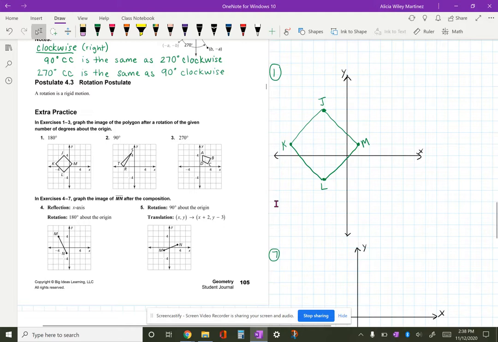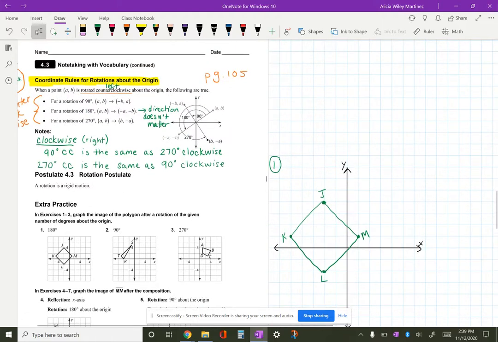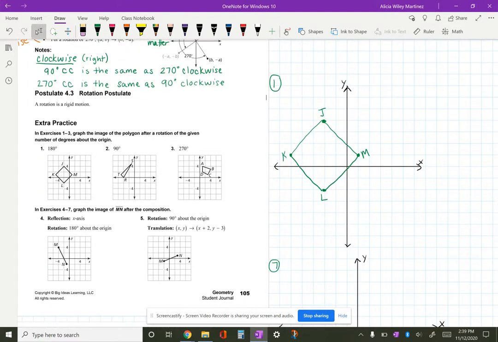Now, one thing I noticed about these problems is they don't tell you the direction that you're rotating. So in this textbook, we are going to assume that the direction that we're rotating is counterclockwise if they don't say, since that's what all the rules up above are talking about. We're going to follow counterclockwise rules for every problem unless it is stating otherwise. Okay, so just a word of advice on that.